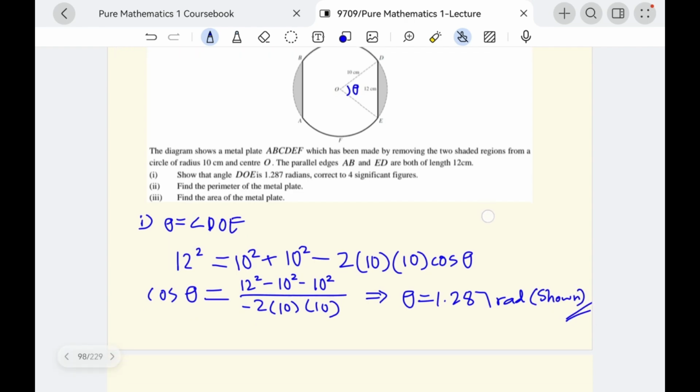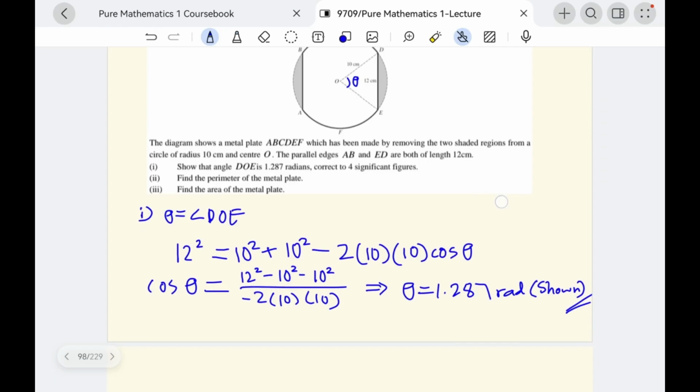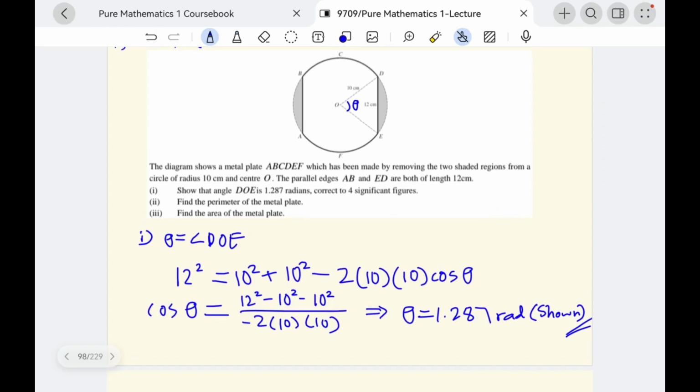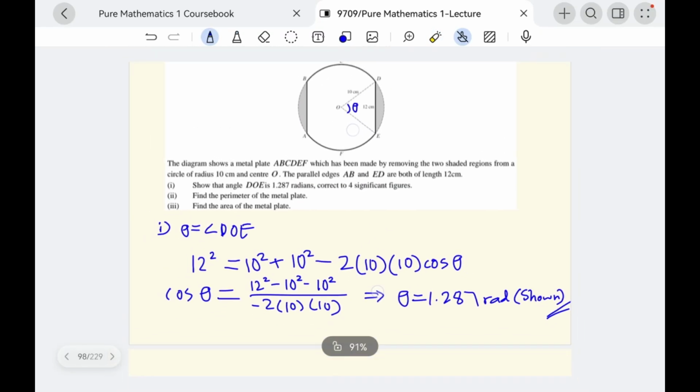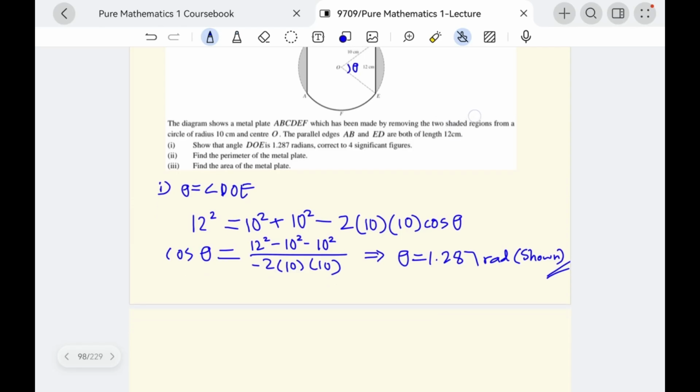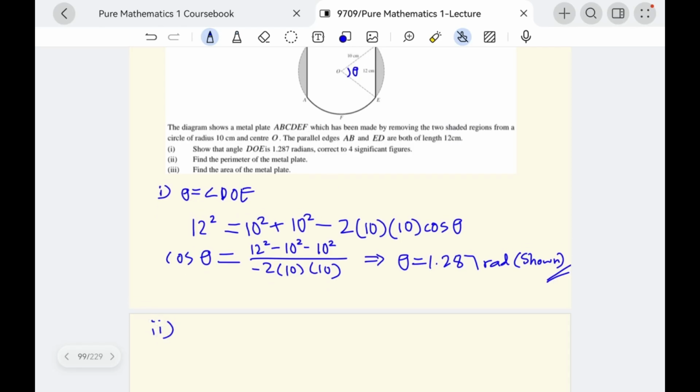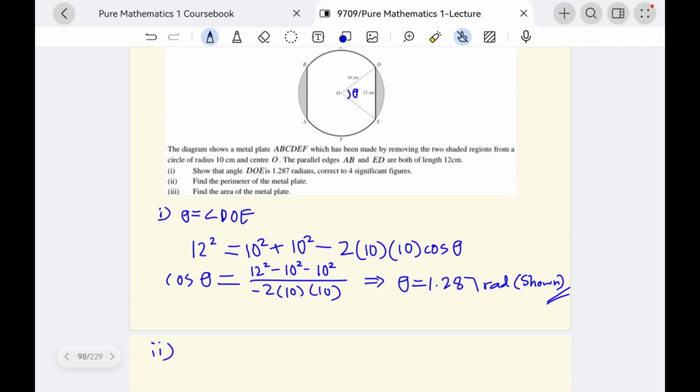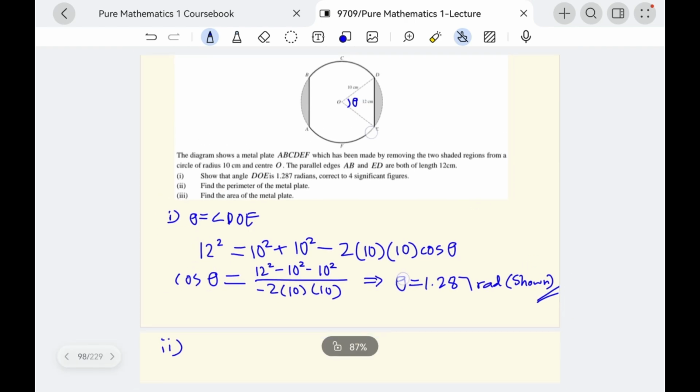Okay, let's take a look at the second part. Find the perimeter of the metal plate. What does it mean? It means that you need to find the perimeter of this shape. This is the main prompt the question wants. So how do we get the perimeter of the metal plate?